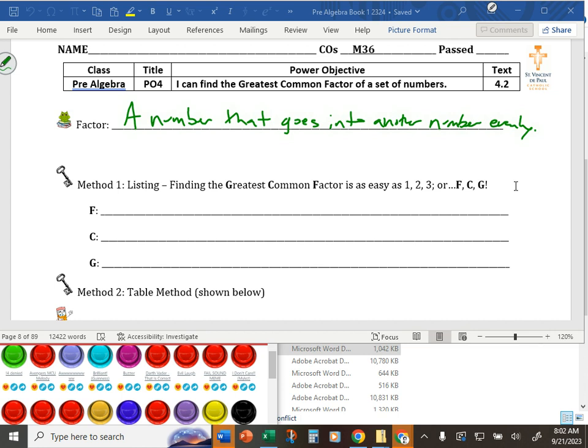Close. Excellent. So for example, if I ask you the factors of 12, what are the factors of 12? What are numbers that go into 12 evenly? 6. And? 2, right? We would call 6 and 2 the factor buddies, or the factor pair, because 6 times 2 is 12, 2 times 6 equals 12. Okay?